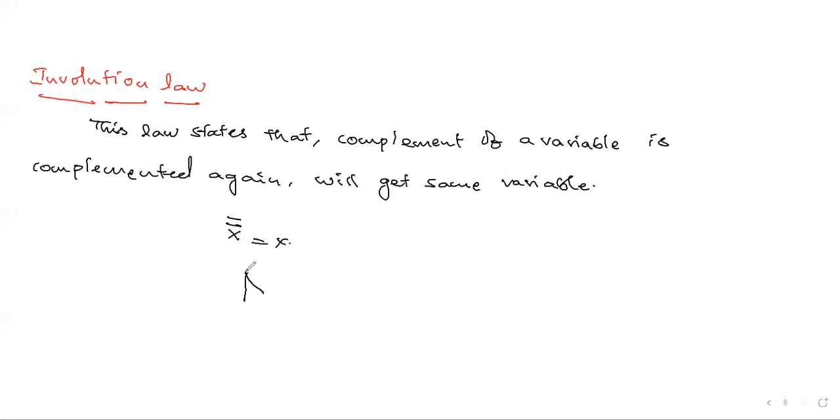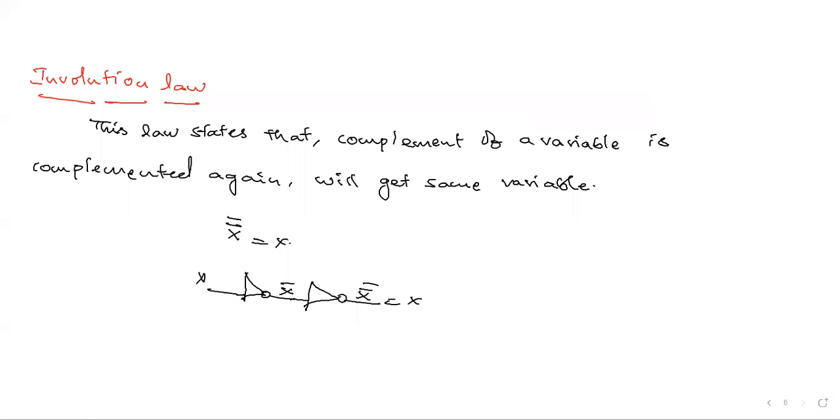Logical symbol we will see. So we are getting this is a NOT operator. X if we are taking will be getting x bar. Again we are going to complement it, will be getting x double complement, that will be x. So when we are complementing a variable, again if we complement it, we'll get the same variable. That is the statement of involution law. Next we'll see the proof for this.